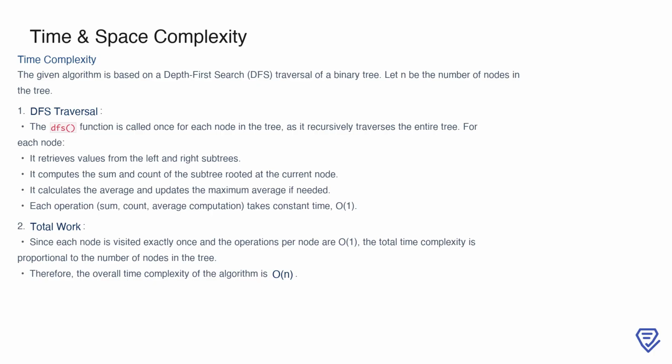Since every node in the tree is visited exactly once and each visit involves a fixed amount of work, the total time complexity of the algorithm is directly proportional to the number of nodes in the tree. Therefore, the overall time complexity is O(n), where n is the total number of nodes in the binary tree.